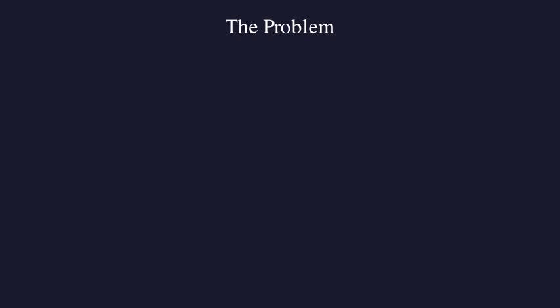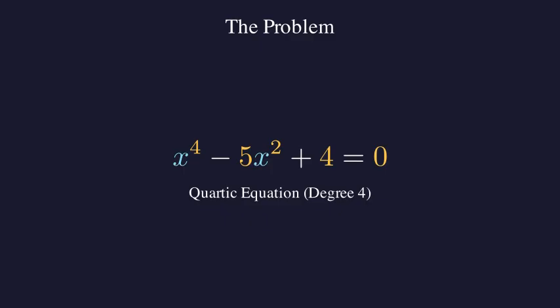Look at this equation. x to the power of 4 minus 5 times x squared plus 4 equals 0. At first glance, a fourth-degree polynomial, often called a quartic equation, can seem daunting. You might worry that you need to use synthetic division or hunt for rational roots using trial and error.